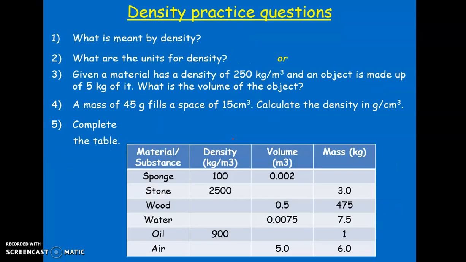I'd like you to spend 5 minutes, pause the video and have a go at completing these calculations that practice the equation for density. If you need to, you can always look at your density equation, but the further down you go, try to practice using this without looking at the equation. Pause the video and have a go at these.